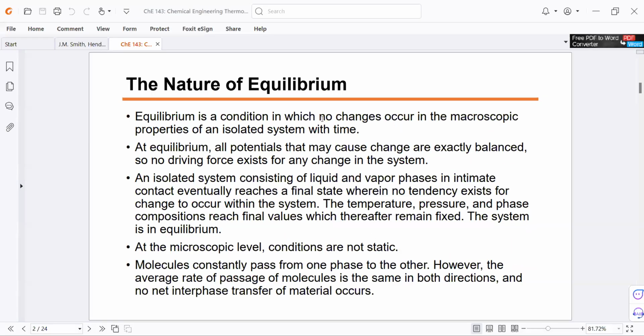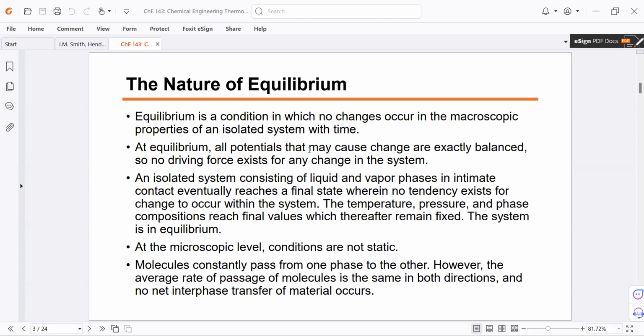Let's move on to the nature of equilibrium. I'm sure you're familiar with the equilibrium state. We have discussed this before, and I'm sure in your other subjects you also have discussed what equilibrium is. Just to recall, equilibrium is a condition in which no changes occur in the macroscopic properties of an isolated system. At equilibrium, all the potentials, the chemical potential, that may cause changes are balanced. So there's no driving force for any change in the system.